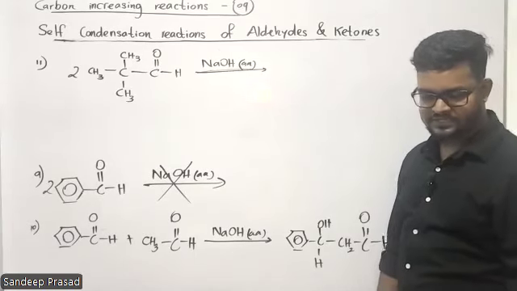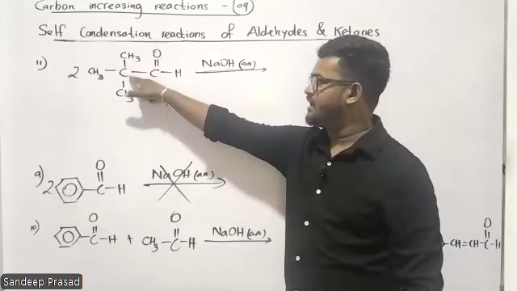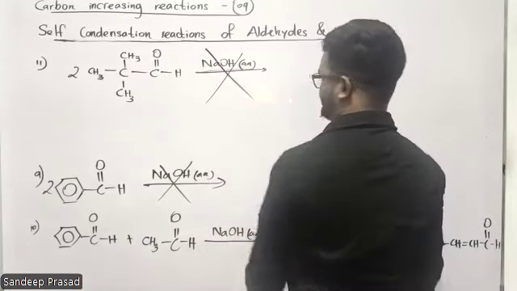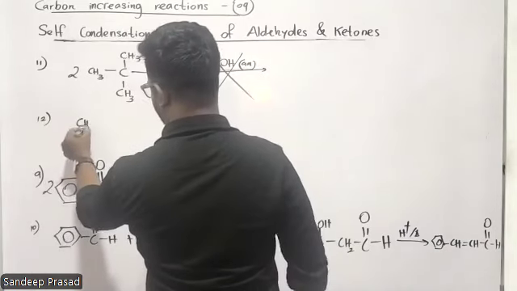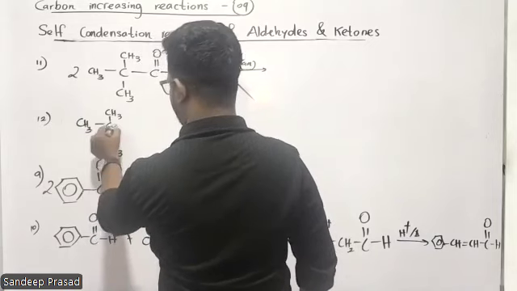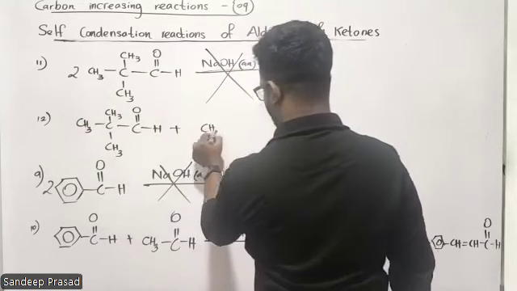No. What is the reason? No alpha hydrogen. Yes, alpha carbon is there, but where is the alpha hydrogen? No alpha hydrogen, so therefore no reaction. So this kind of compound can be reacted with ethanol-type molecules to get the products.